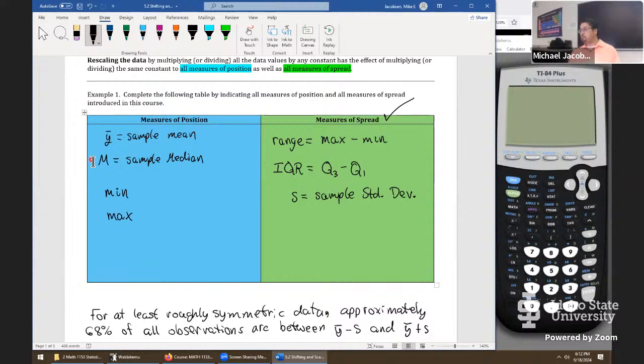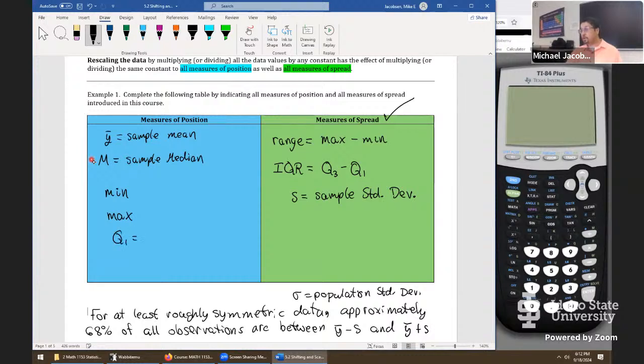Not quite lowercase sigma, because lowercase sigma is the population standard deviation. But yeah, absolutely. The median is the 50th percentile, but there's other percentiles just as good. So they refer to position.